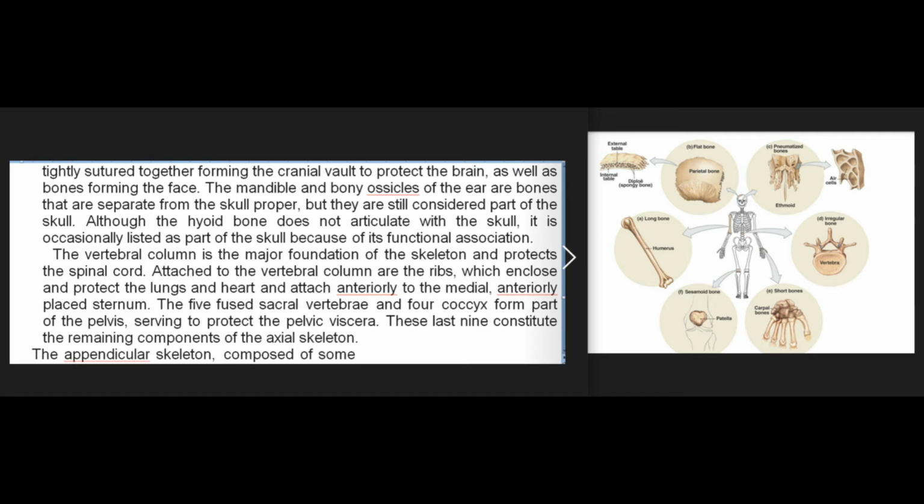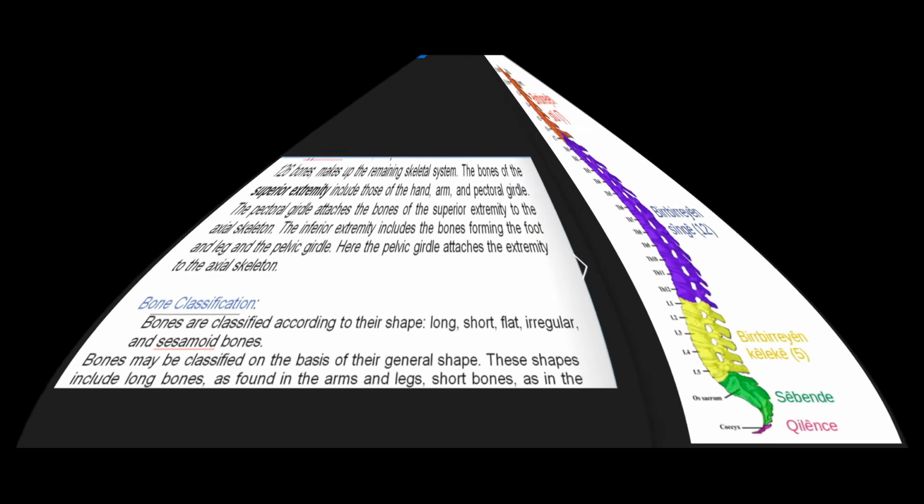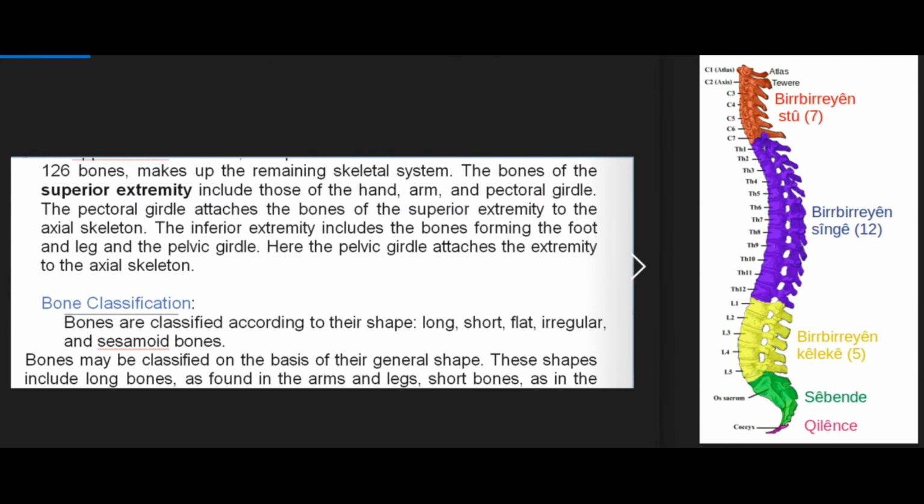The appendicular skeleton, composed of some 126 bones, makes up the remaining skeletal system. The bones of the superior extremity include those of the hand, arm, and pectoral girdle. The pectoral girdle attaches the bones of the superior extremity to the axial skeleton. The inferior extremity includes the bones forming the foot and leg and the pelvic girdle. Here the pelvic girdle attaches the extremity to the axial skeleton.